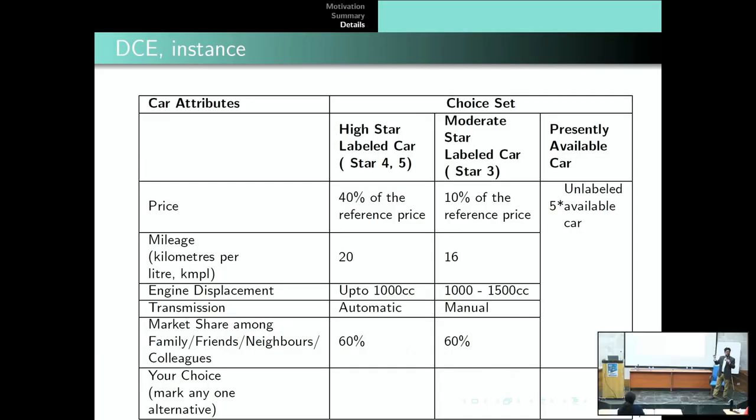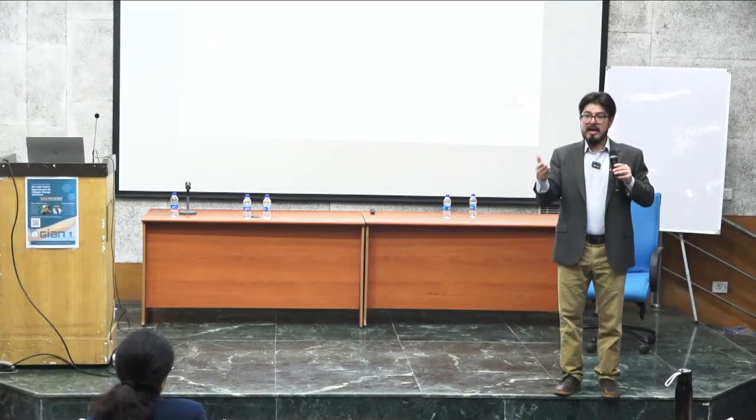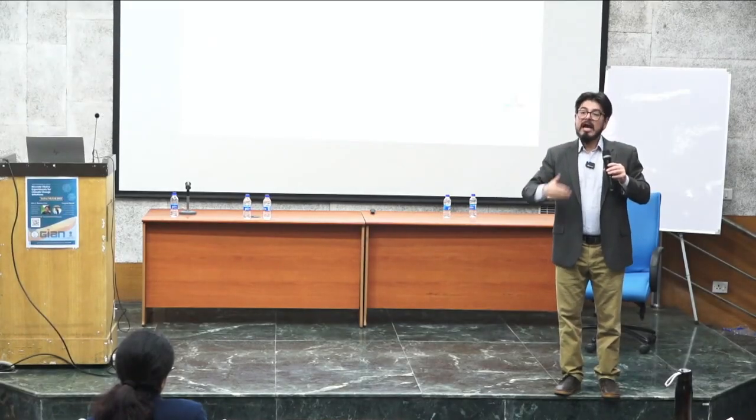Look at the labels. I mean, this is a little bit confusing, right? Because in the discrete choice experiment, we call them labels. But for the application here is also a label, right? The label is high star label car. We explained to the people that the government was considering introducing labels for the cars that were going to be telling you how efficient the car is.